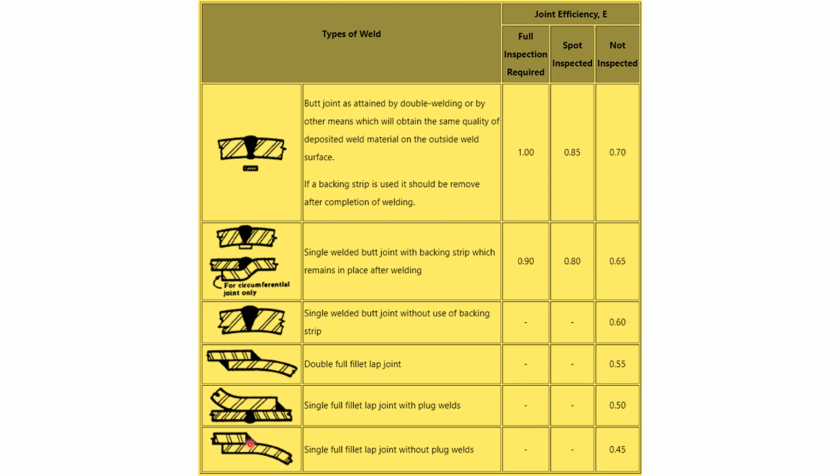And type 6 is also the same. This is an overlap, but we have a fillet weld. This is a single fillet, not a double fillet. Okay. So depending upon the type of the welding, the efficiency of the weld changes depending upon the type of weld.